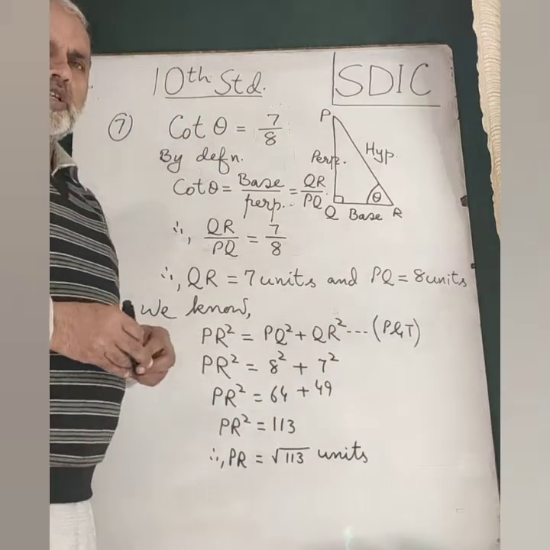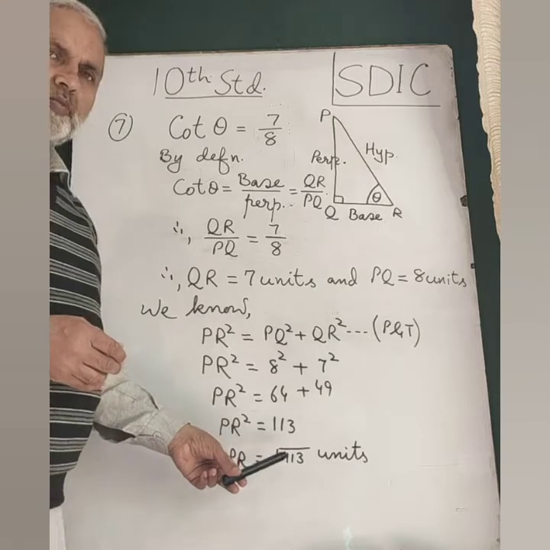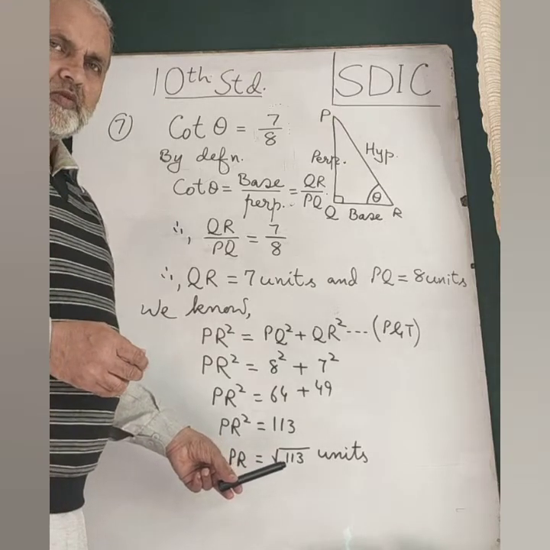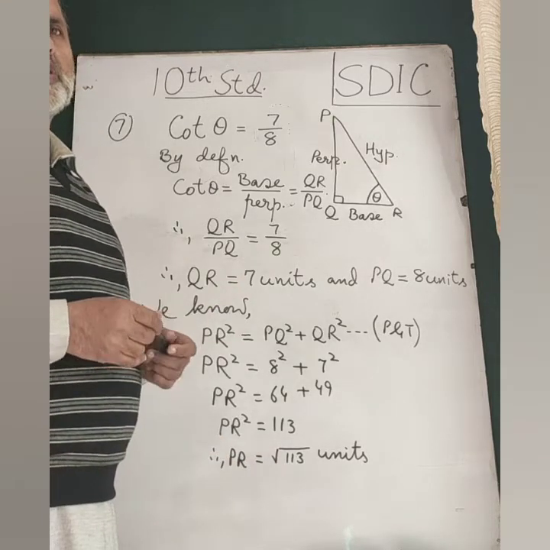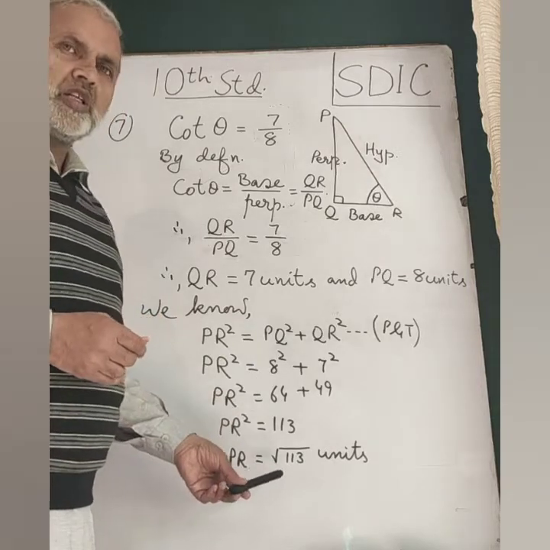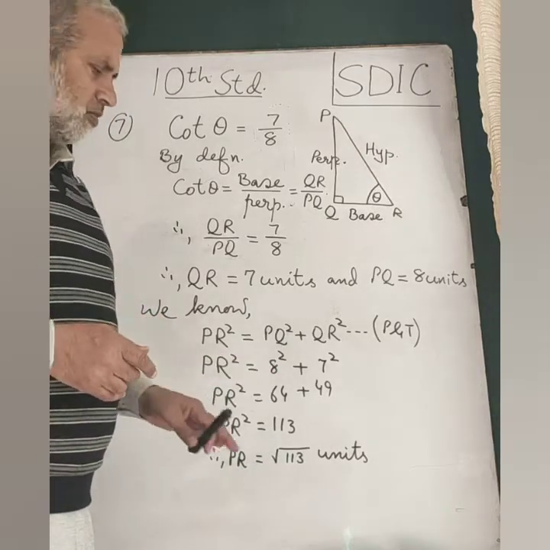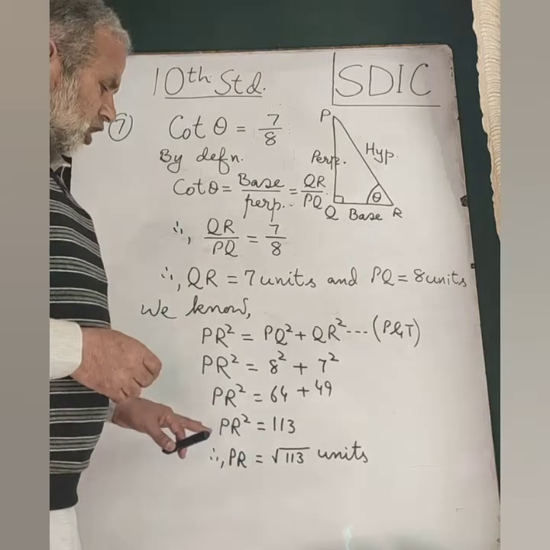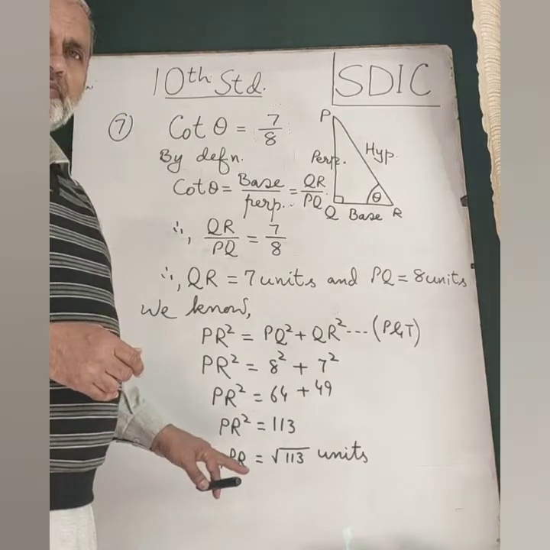Again here this square root cannot be removed because 113 is not a perfect square number. Last time we got 7 also, which was not a perfect square number. This time it is 113. Again it is not a perfect square number. So the root cannot be cancelled. Thus we got the measurement of the third side also.